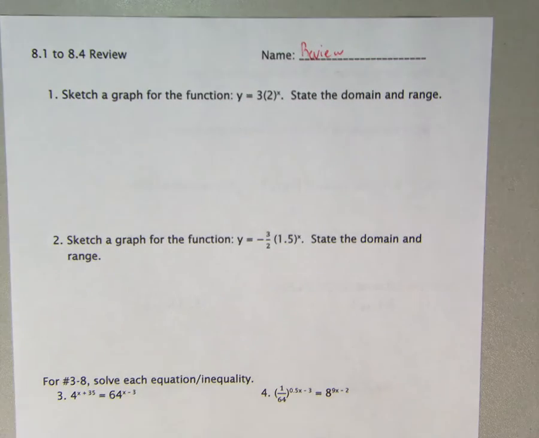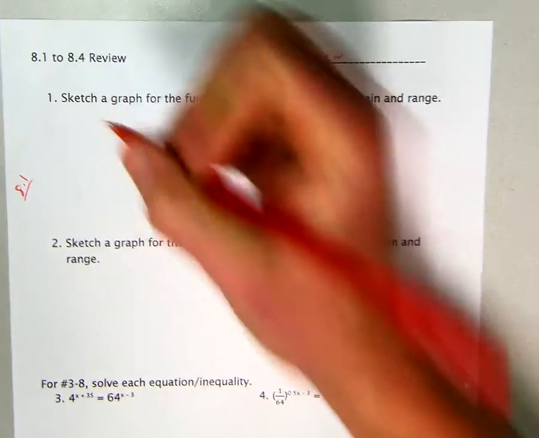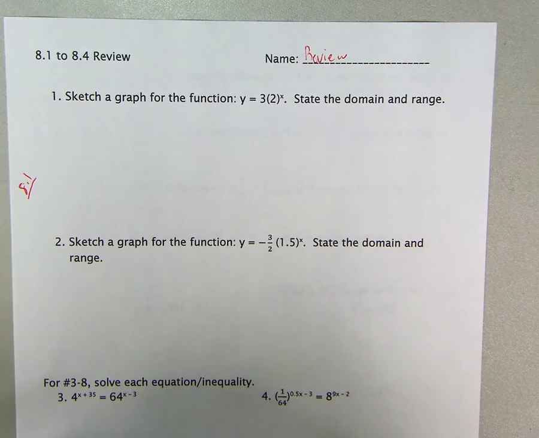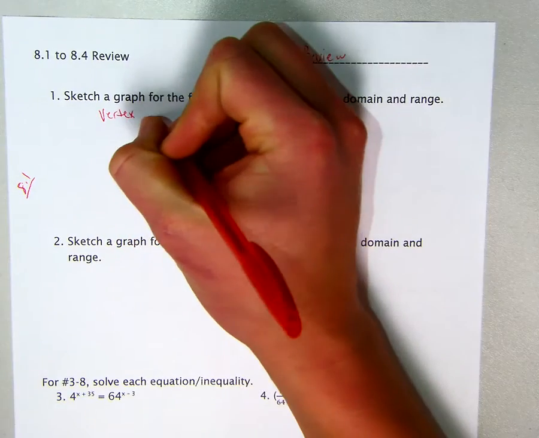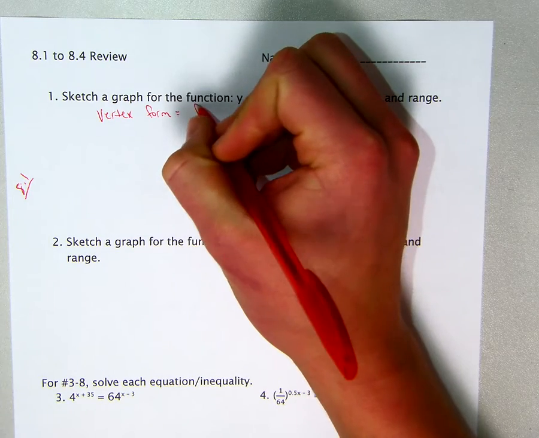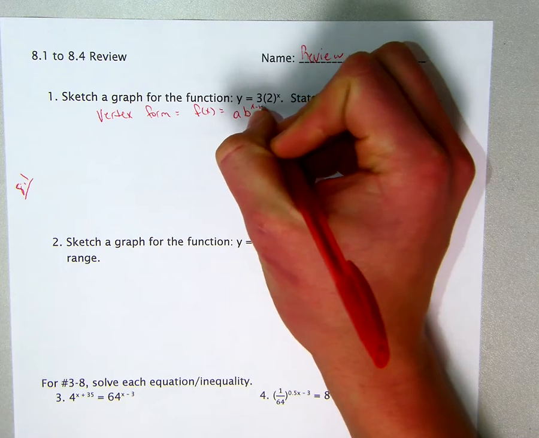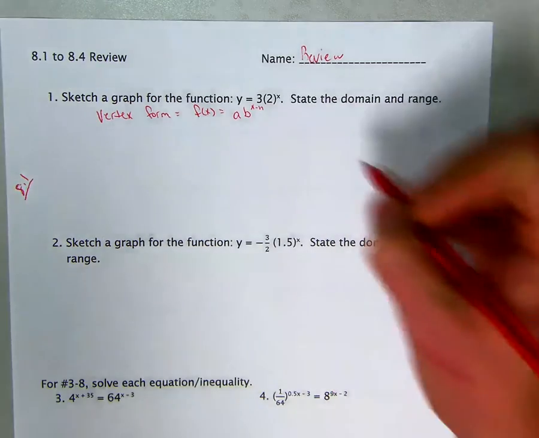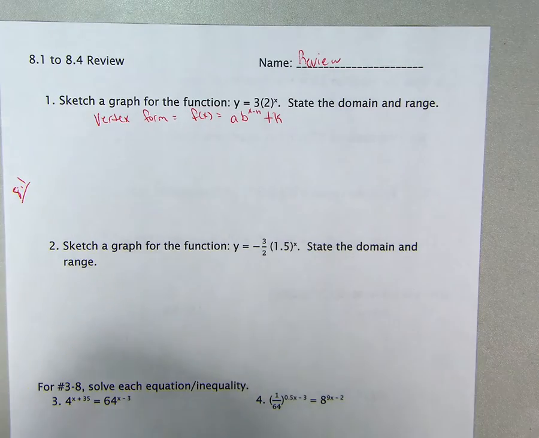Alright, so this is just going to be a quick overview of what 8.1 and 8.2 are. So these first two questions are 8.1. And some things you're going to need to know are h and k in vertex form. So vertex form again, for exponentials, is f of x equals a times b to the x minus h plus k.